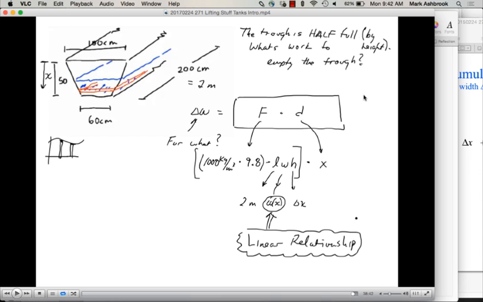So what do we have? We had this trough. It's like a long trench. It had a cross section that was trapezoidal, and it was half full by height, right? So it was half full by height, and we wanted to figure out how much work it took to empty this trough. So what does that mean?